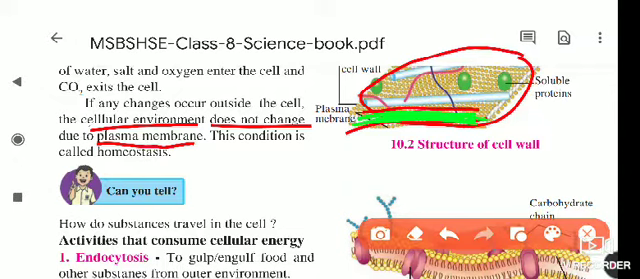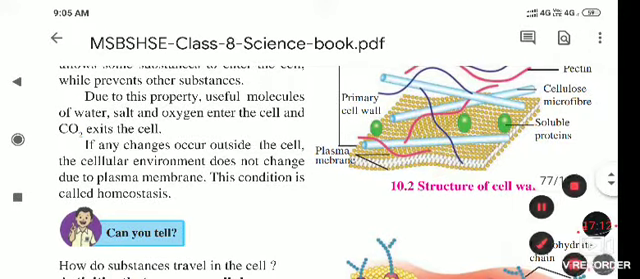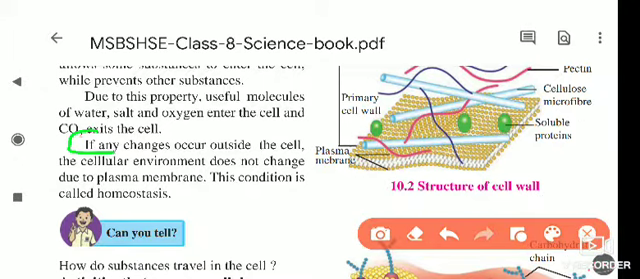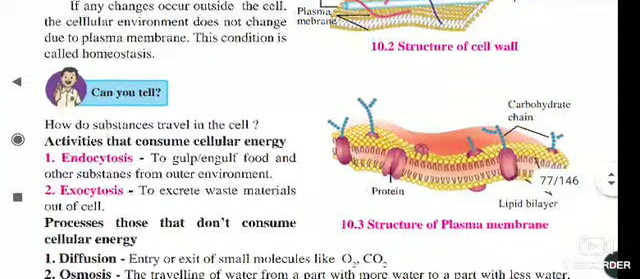Okay, next, this condition is called homeostasis. This process is called homeostasis. It means that any changes occur outside the cell, but no effect is seen in the cell environment, and this is because of the plasma membrane. This condition is called homeostasis.